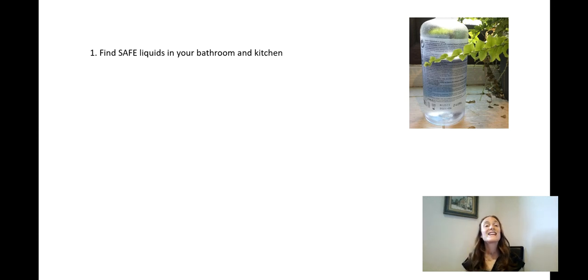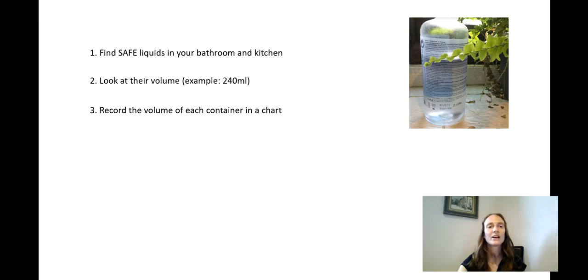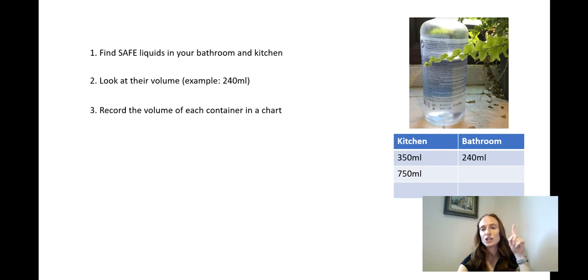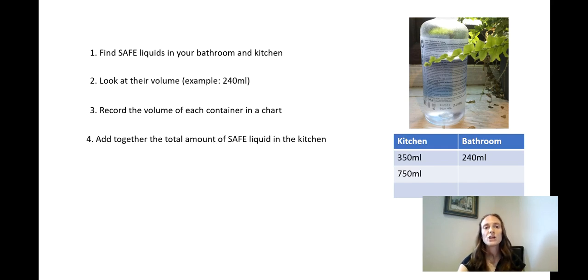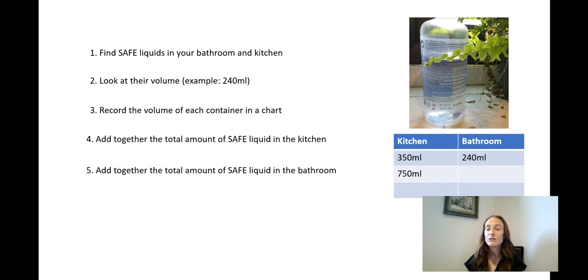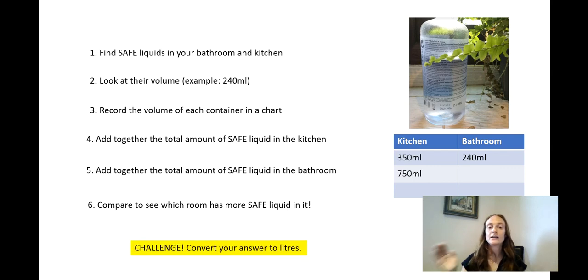So first of all, you're going to find safe liquids in your bathroom and your kitchen. You are going to look at their volume. For example, 240 millilitres, that's from my contact lens solution at the top. You're going to record the volume of each container in a chart. There's an example of a chart just there, kitchen and the bathroom. You're going to add together the total amount of safe liquid in the kitchen. Do the same for the bathroom, nothing hazardous, nothing dangerous. And then you are going to compare to see which room has more liquid in it. And as a bit of a challenge, convert your answers to litres. Have fun and get investigating.